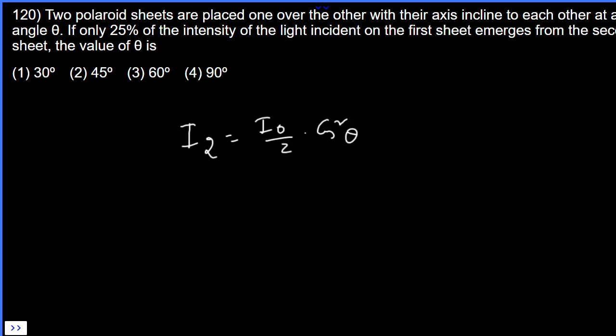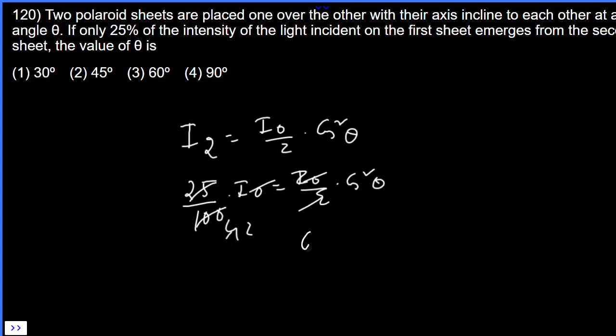From the second polarizer only 25% of the initial intensity emerges, that is 25 by 100 into I0 is equal to I0 by 2 into cos square theta. Here I0 gets cancelled, it is 4 equal to 2. So that means cos square theta is equal to 1 by 2 and cos theta is equal to 1 by root 2, where theta is equal to 45 degrees. It's completed.